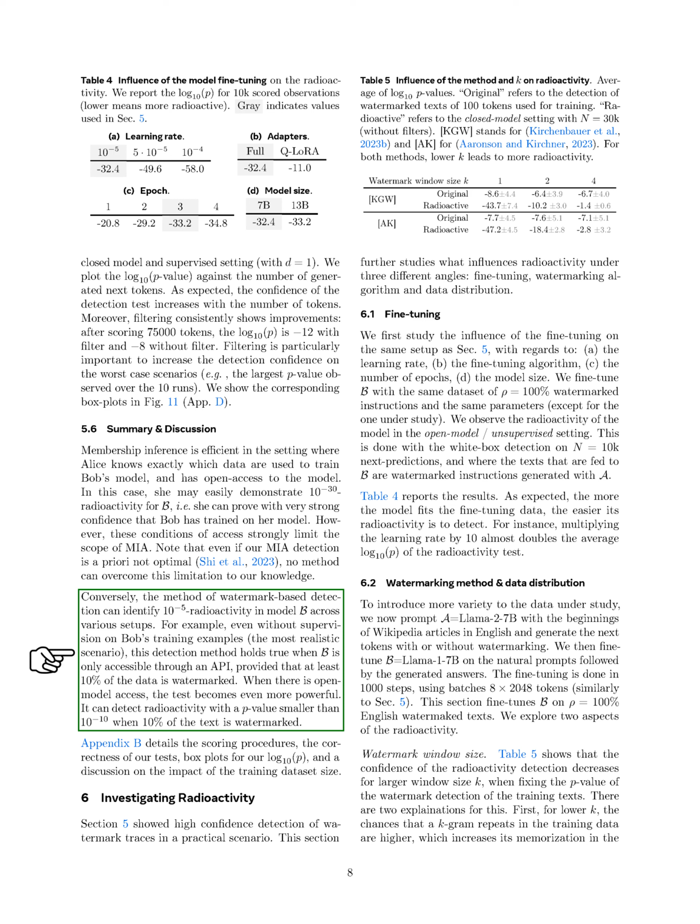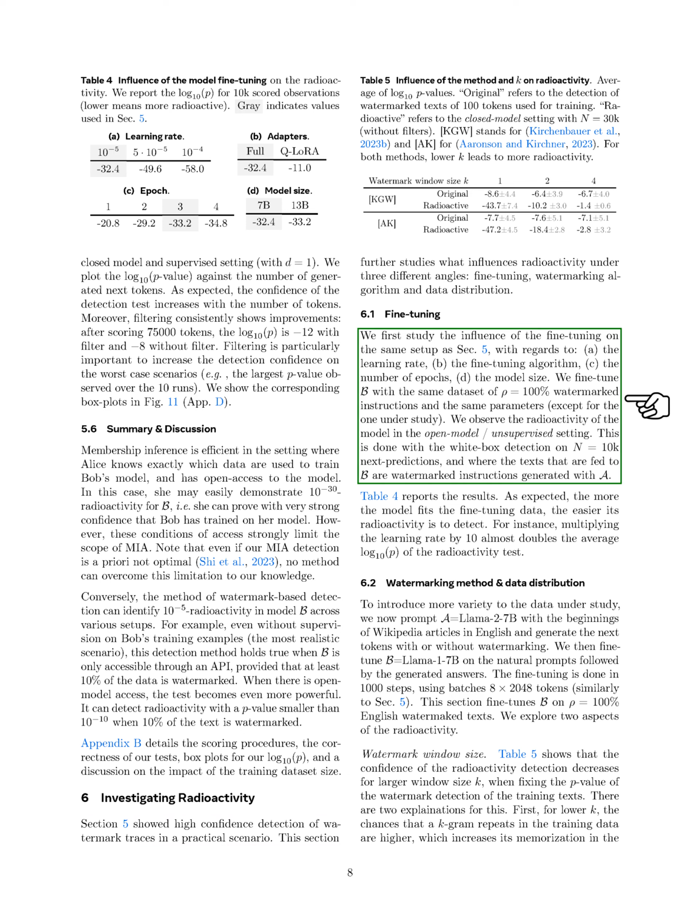We delve into the specifics of our testing procedures, the accuracy of our tests, and provide visual representations through box plots for our experiments. Additionally, we discuss how the size of the training dataset impacts our findings. Our investigation into what influences radioactivity focuses on three main factors: fine-tuning, the watermarking algorithm, and the distribution of data.